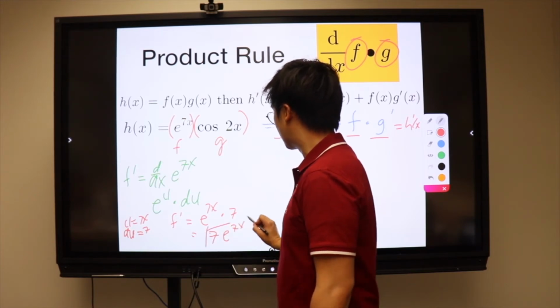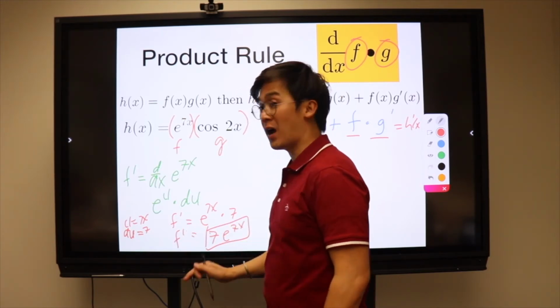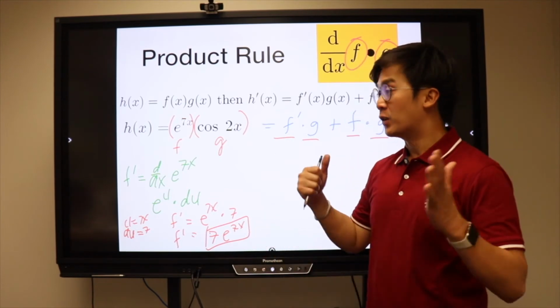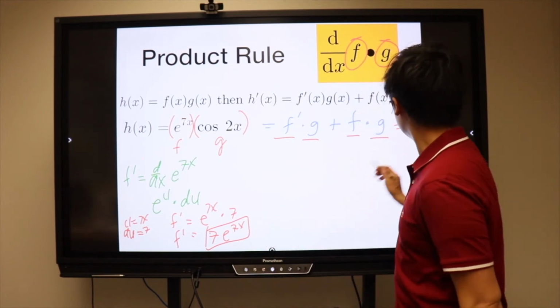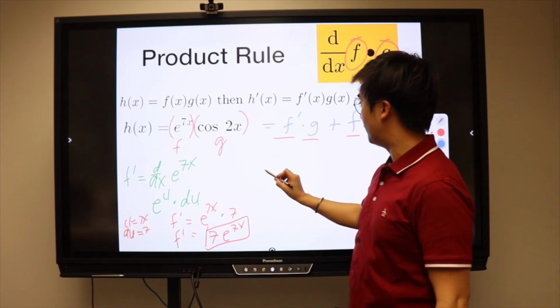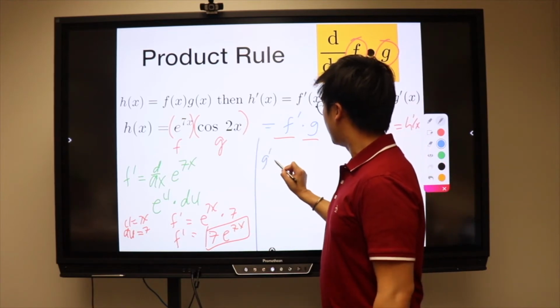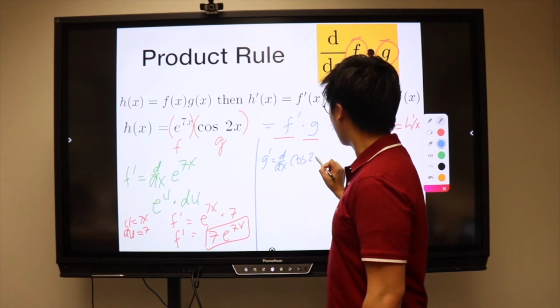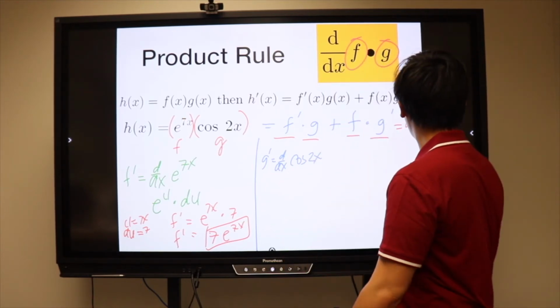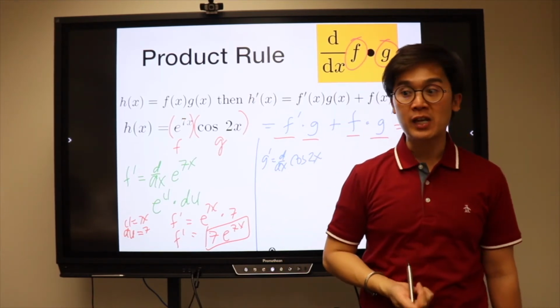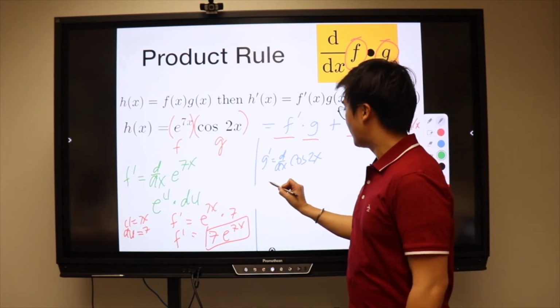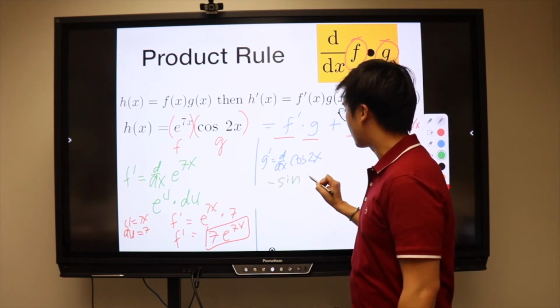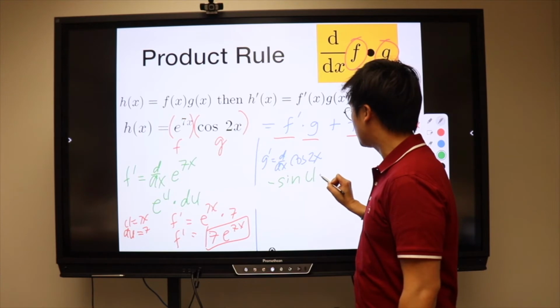Okay, this is your f prime. So we're done with the f prime. We just need to find the g prime because we need that in the formula. G prime is the d/dx of cosine 2x. And what is the formula in finding the derivative of cosine 2x? Tell me. Negative sine u times.